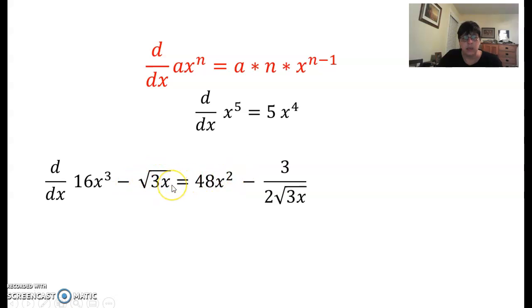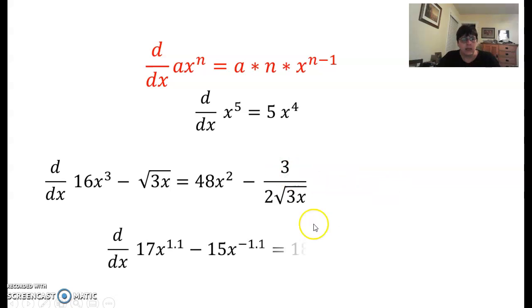Square root of 3x: the square root is like a 1/2 exponent, so 1/2 minus 1 would be negative 1/2, which is why the square root comes down here on the bottom. So we've got 1/2 times 3x to the negative 1/2, times, this is the chain rule, the derivative of 3x, which is 3. And we can even have decimal exponents, and it follows the same rule, we just subtract 1.